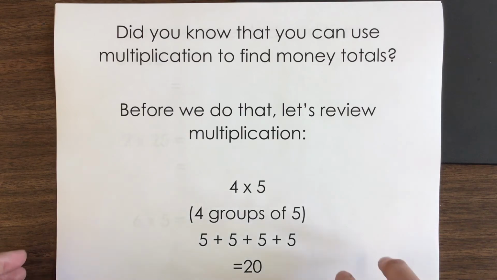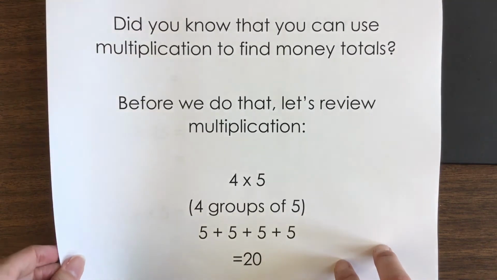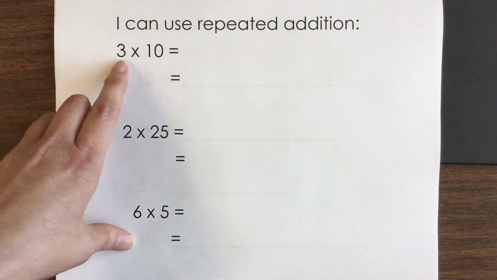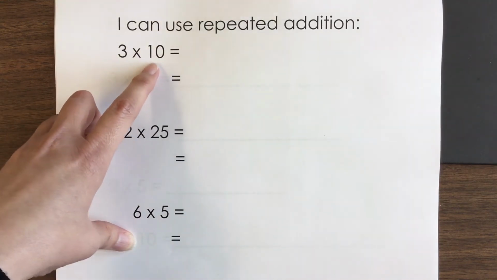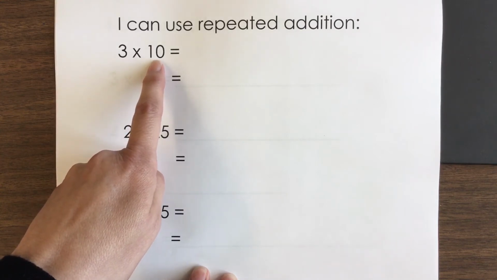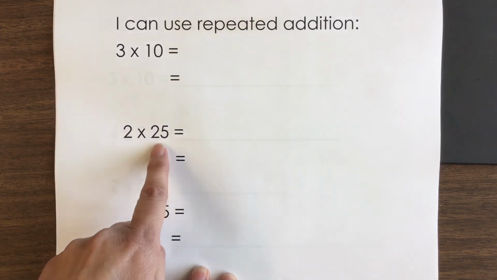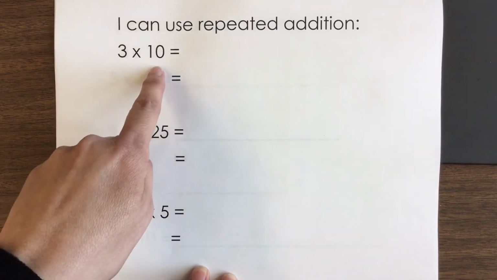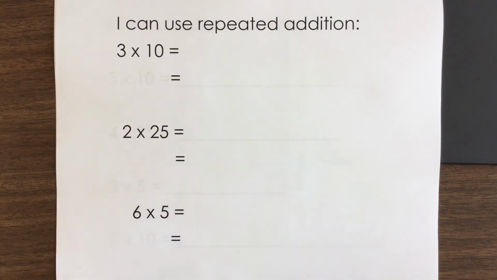All right? So let's take a look at some examples and we'll just do some practice. And this will be looking at question number 1 in your Jump Math book on page 147. So I can use repeated addition to find a multiplication answer. So let's take a look at the first one, 3 times 10. Now you'll notice that all of the numbers we'll be using as the second number will be numbers you see in money. 10, 25, 5. So these are numbers seen commonly when you are counting money.